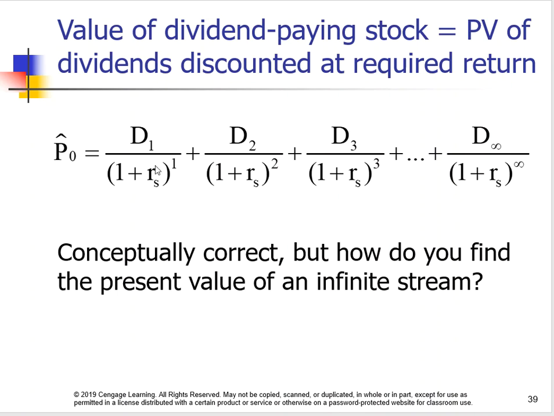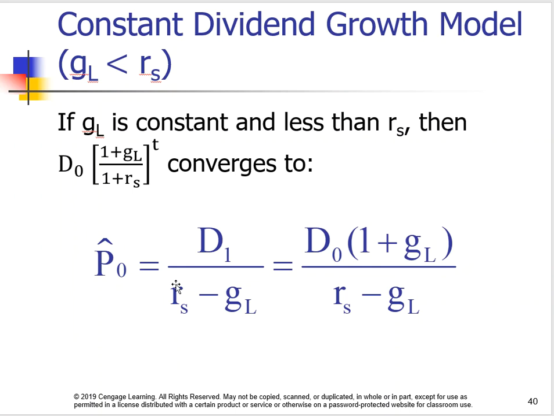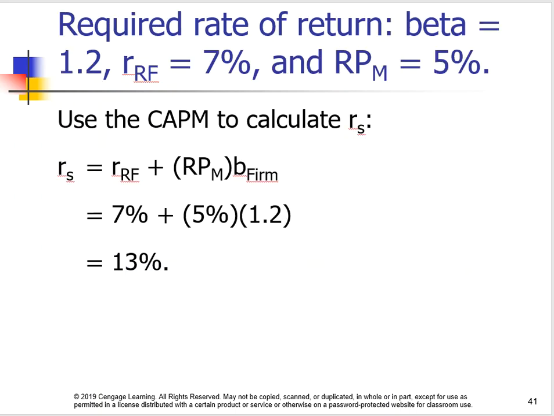Just like before we had free cash flows and WACC, now we have dividends and the cost of equity. Okay, so it's exactly the same. The price of the stock at time zero is equal to dividend 1 divided by RS minus G, and dividend 1 is equal to D0 times 1 plus G. Exactly like we did with free cash flows.